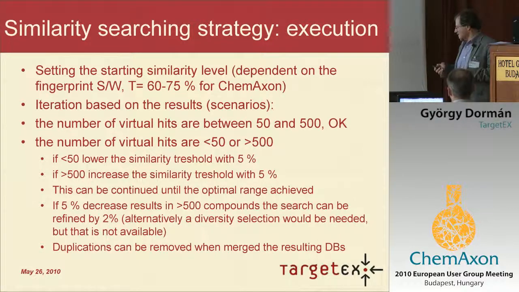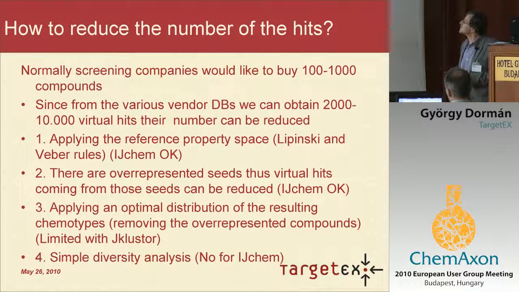Sometimes it can happen that there is a sudden drop or a sudden increase in the similarity between the 5% change. Then we had to go a little bit lower and refine by 2% in this similarity search strategy. Then the duplications of the similarity search results were removed when we merged the resulting databases into one huge library. So that was basically the strategy, and there are certain issues we have to consider.